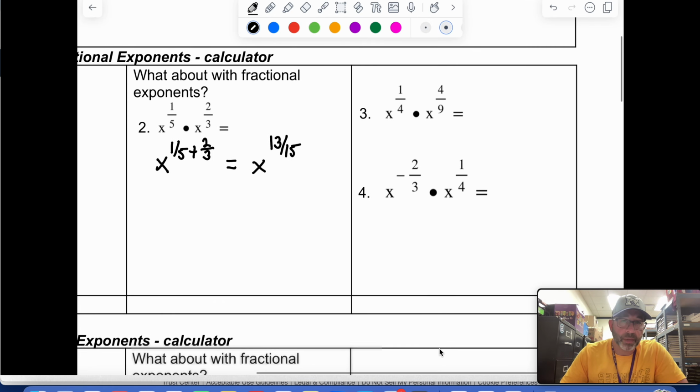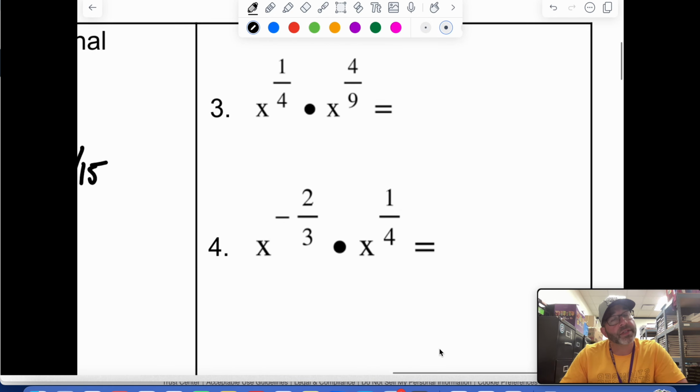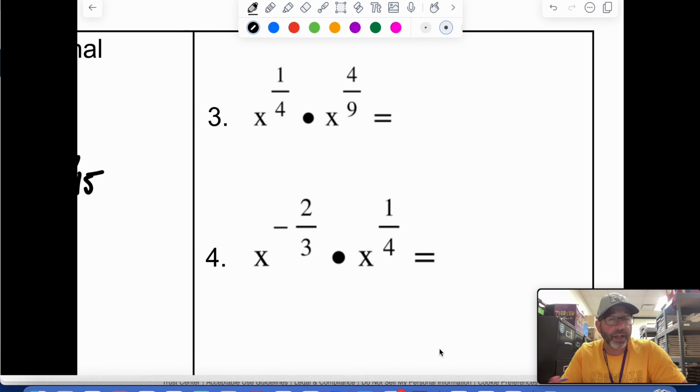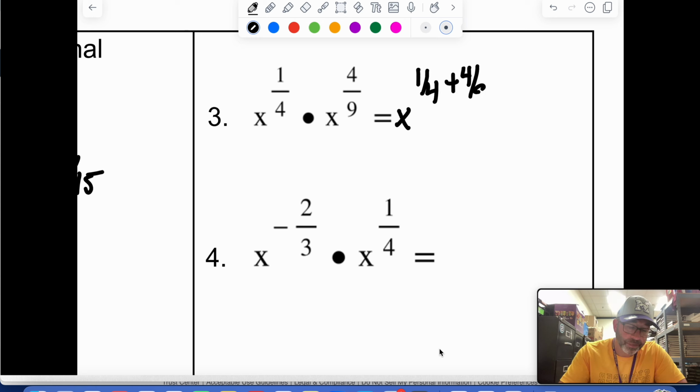If we take a look at number 3, what I would suggest at this point is pause the video, try to do number 3 and 4 on your own, and then come back and check your answer. But if we were to continue on with this, we're going to do x to the 1/4 plus 4/9. That means we're going to have x to the, what is that, 9 plus 16, so 25 over 36.